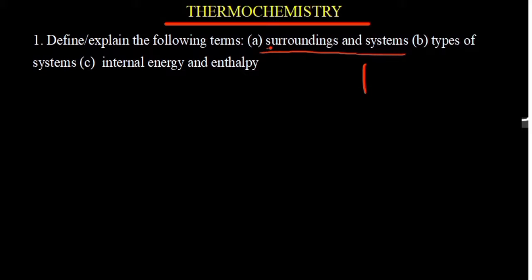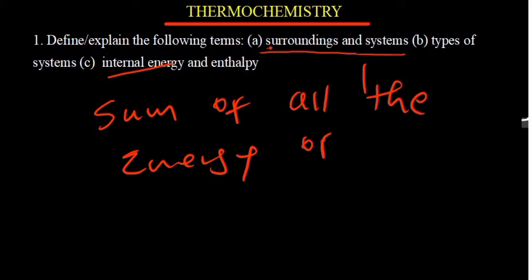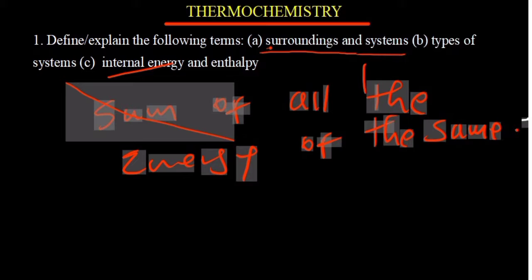Let's move on. What is internal energy? We can define internal energy as the sum of all the energies of a system. The summation of all the energy that a system possesses is what we call the internal energy.